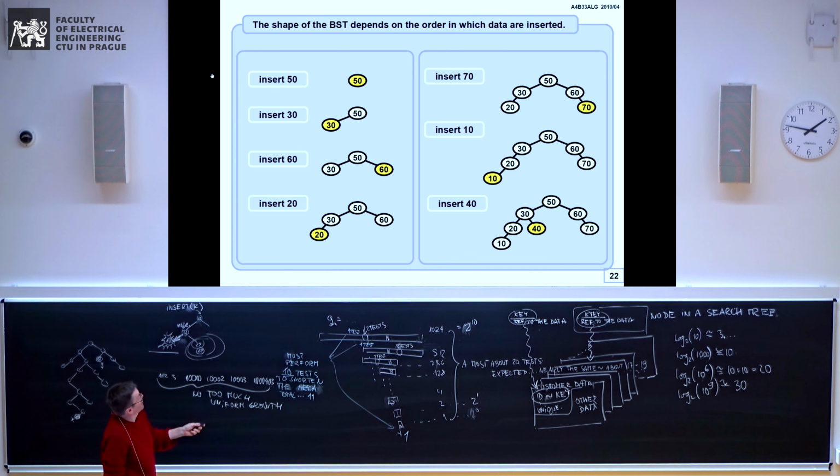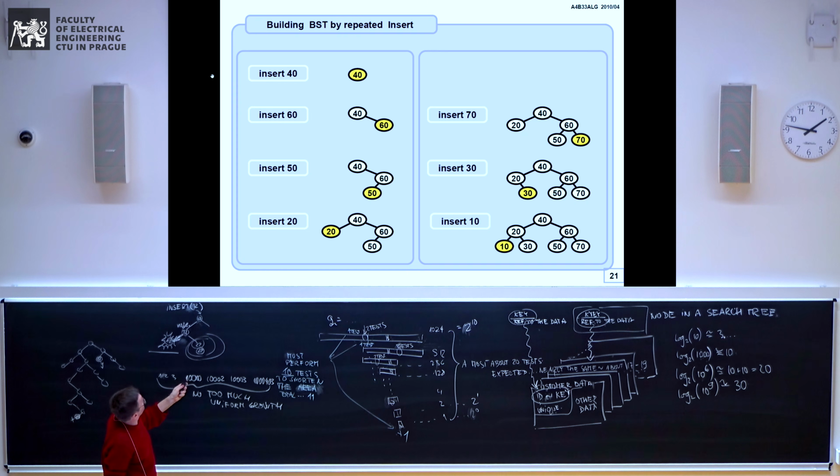So we had this example. If you choose a different order of the same elements, you might arrive at totally different trees. So for example, here they inserted 40, 60, 50, 20, 70, 30, 10. So let's do it once more, but in reverse order as a simple exercise and see what we get, just to get used to our search trees.